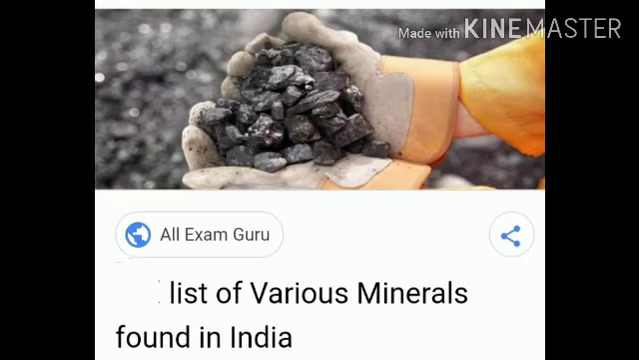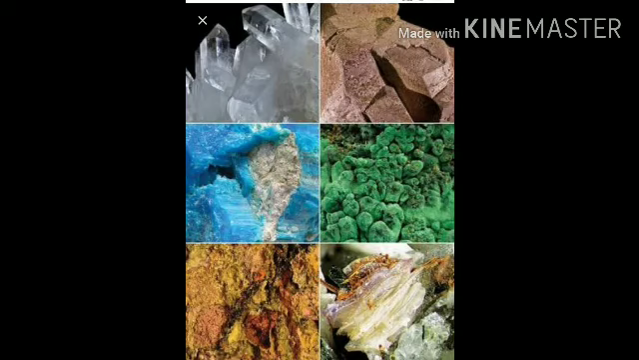or in the same amount. In one place, it is found in heavy amount, and in another place maybe there are less deposits of that mineral. Somewhere one type of mineral is found, and in another place another type of mineral is found. So we can say the minerals are unevenly distributed.